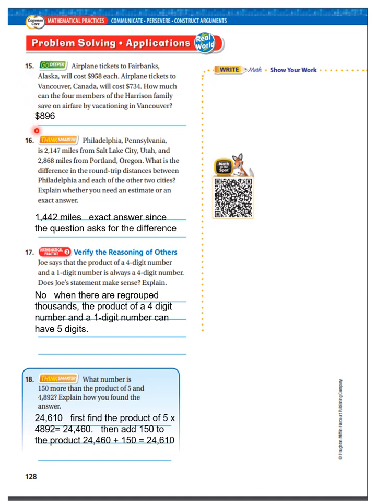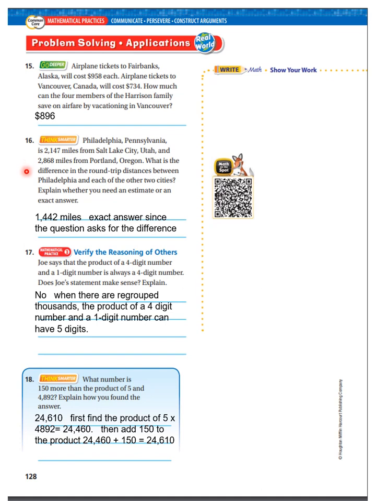Well, they're going to save $896. And now how do you find that? You're going to take 4 times 958. You're going to take 4 times 734. You're going to subtract the answers from the two, and you're going to come up with $896. All right. 16. Philadelphia, Pennsylvania is 2,147 miles from Salt Lake City, Utah, and 2,868 miles from Portland, Oregon.